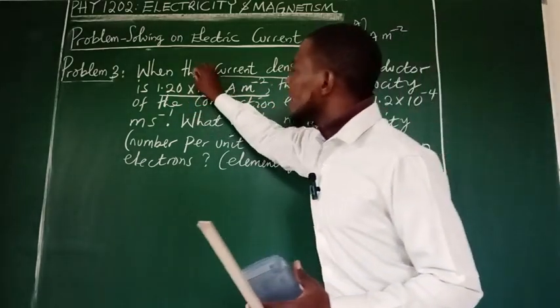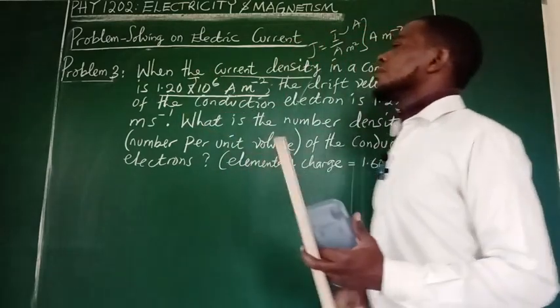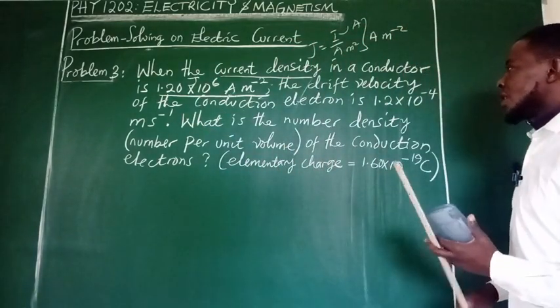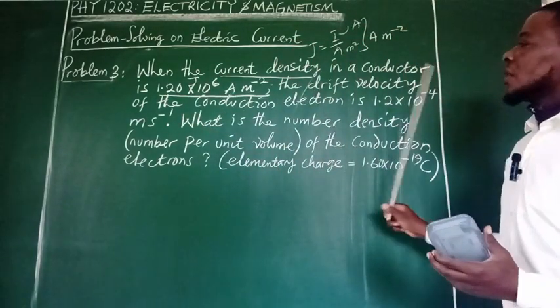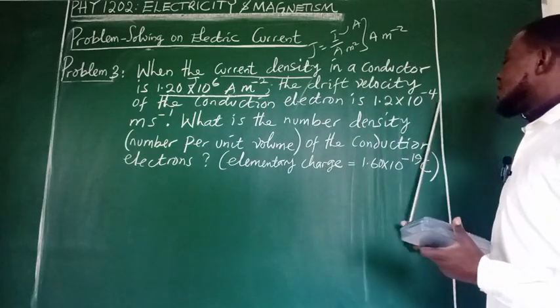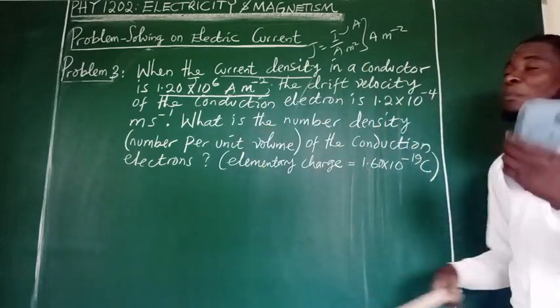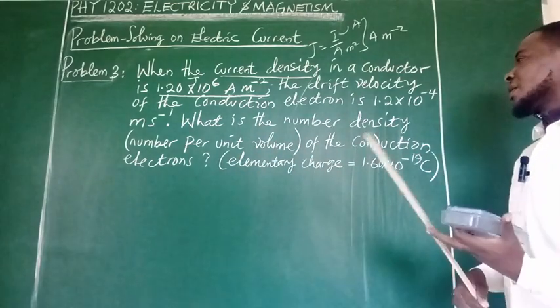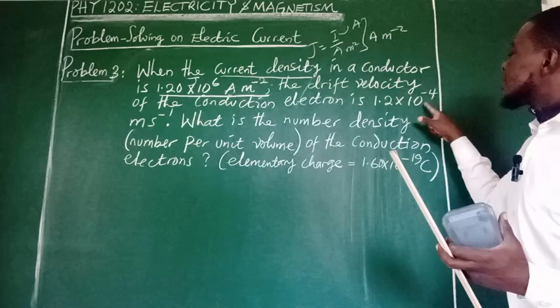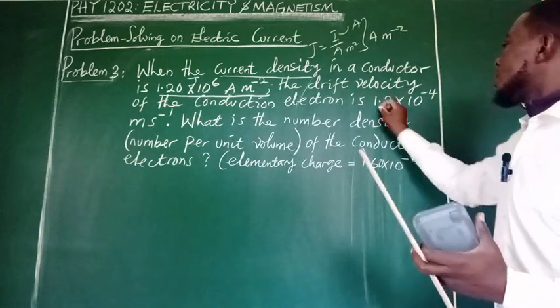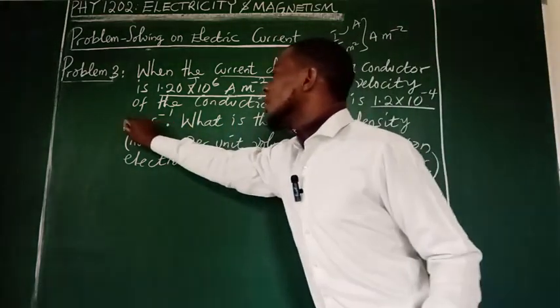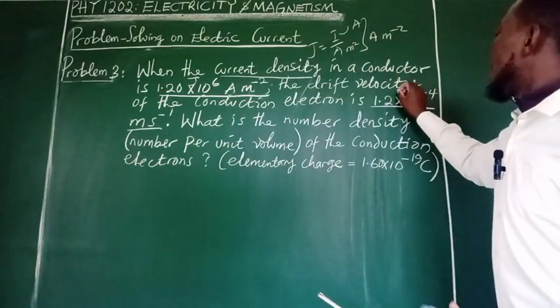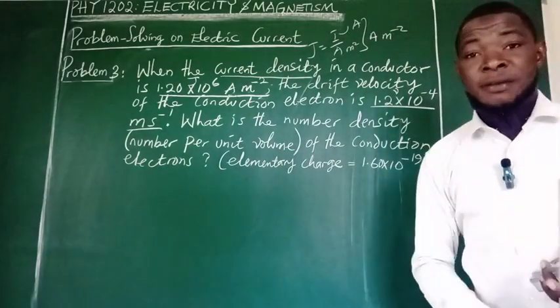So I'm saying that this is our J, our current density. The drift velocity of the conduction electron is this. The free electrons that move about within the conductor have this drift velocity. So this is our drift velocity in meters per second, and it is given the letter v.